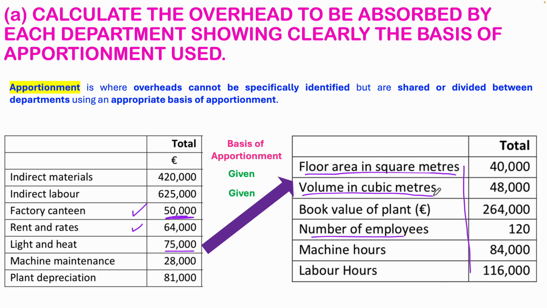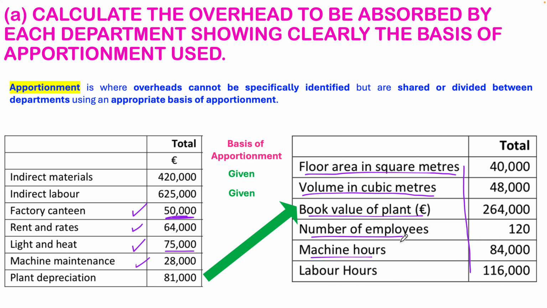Okay, machine maintenance then. Book value of plant, machine hours, labour hours. Hope you'll think it is machine hours. Then plant depreciation. It's going to be book value of plant or labour hours, and the most obvious one then, book value of plant.